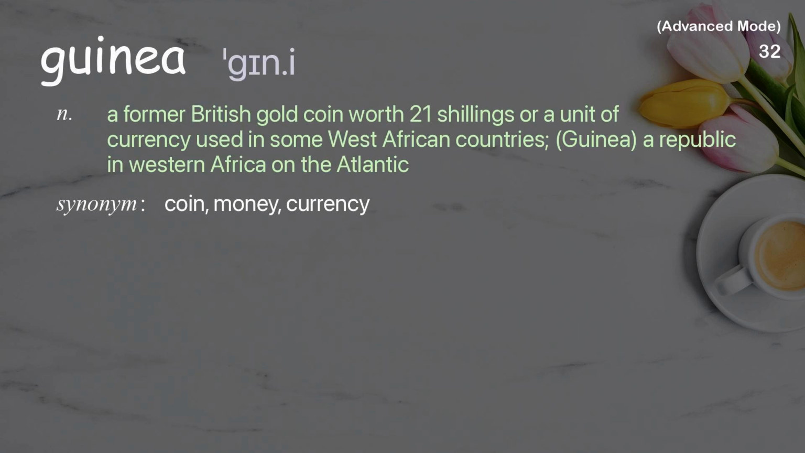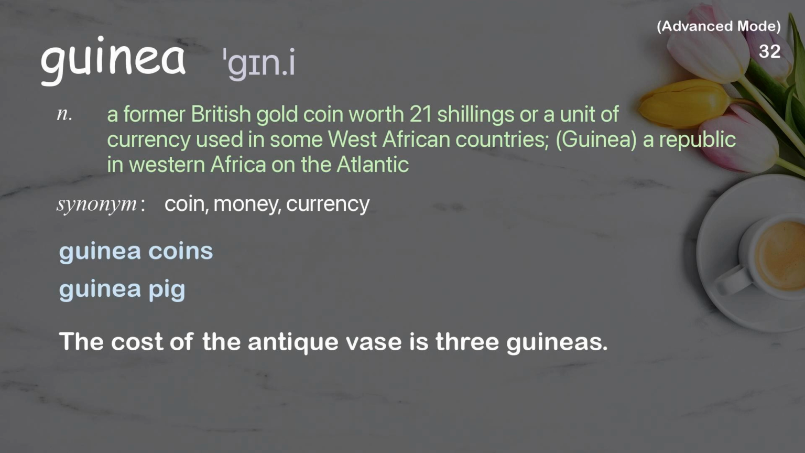Guinea. A former British gold coin worth 21 shillings, or a unit of currency used in some West African countries. Guinea, a republic in Western Africa on the Atlantic. Examples: Guinea coins. Guinea pig. The cost of the antique vase is 3 guineas.